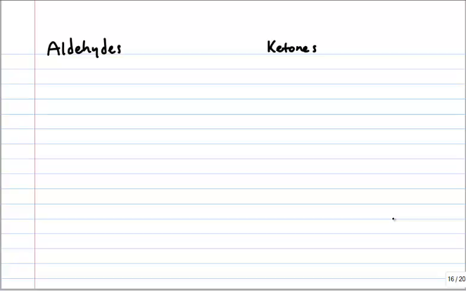One of the more important things that we do in this class is being able to look at an organic compound and classify it, because that helps us predict some properties of a molecule. So, two important families or classifications of organic compounds are aldehydes and ketones.